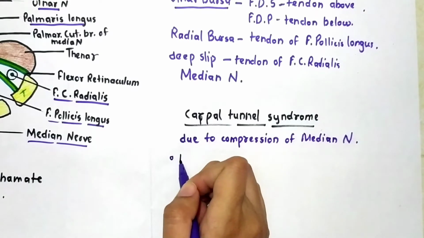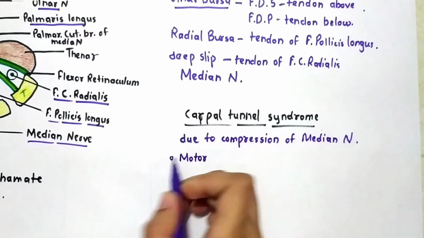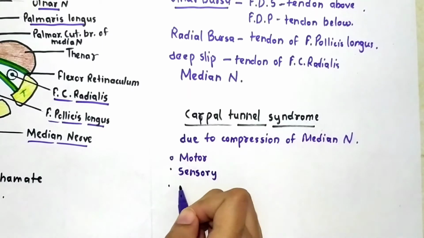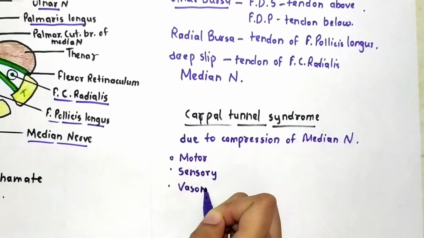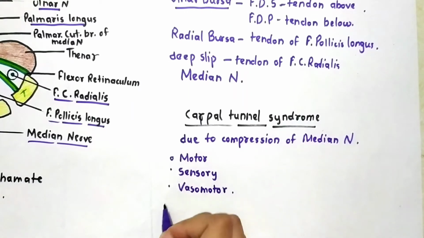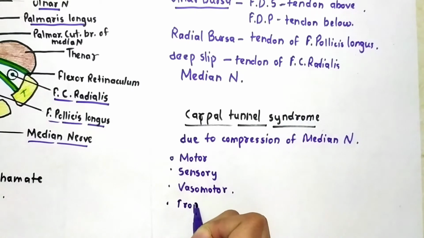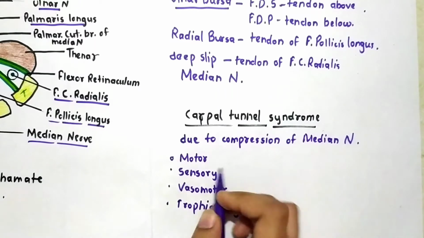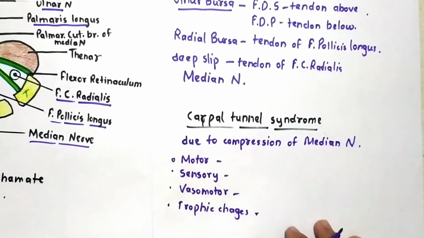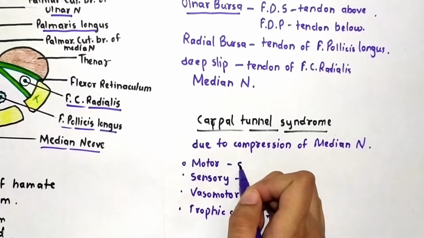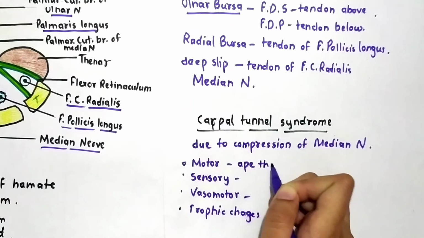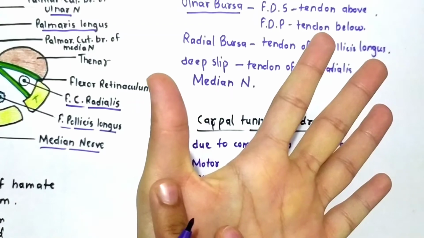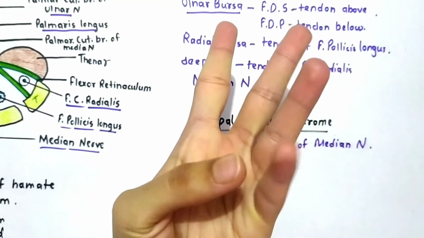So here we have motor loss, sensory loss, and vasomotor changes also. And then there are trophic changes in the skin, okay? In the motor changes there is ape thumb deformity, okay? Ape thumb, like an ape, the thumb is extended like this and it will not move like this.